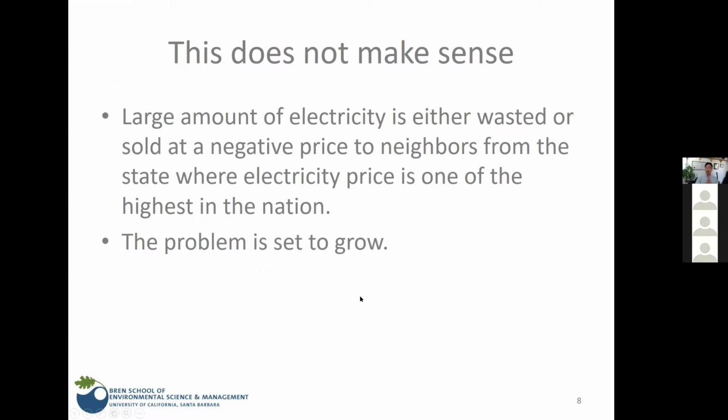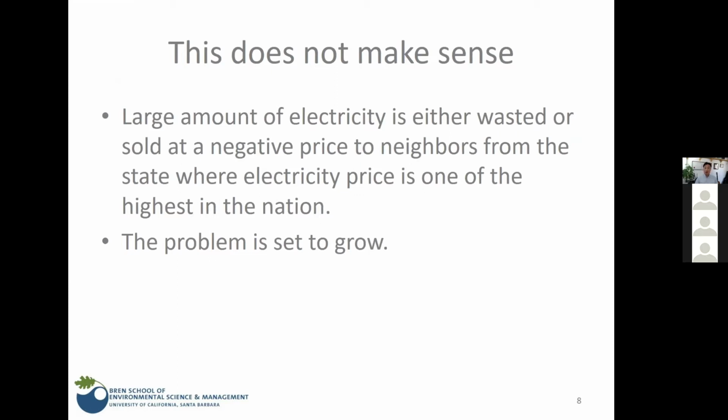So when I faced these figures, I thought, well, this does not make sense to me. A large amount of electricity is either wasted or sold at a negative price to our neighbors, from the state where electricity price is one of the highest in the nation. And the problem is set to grow.